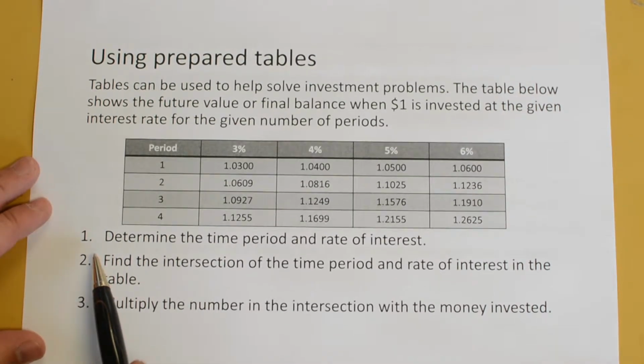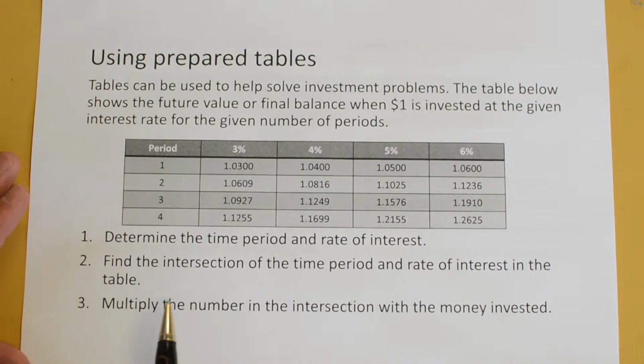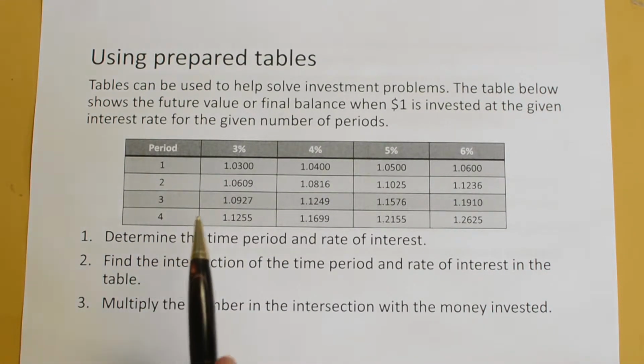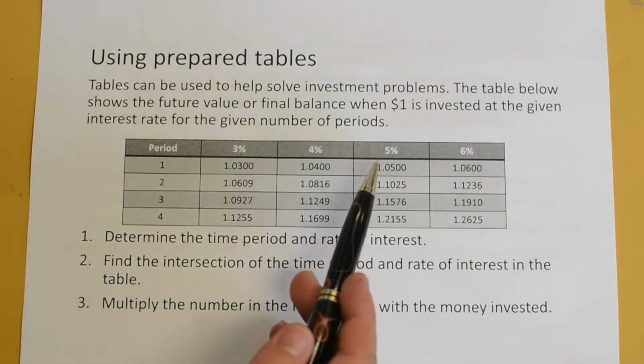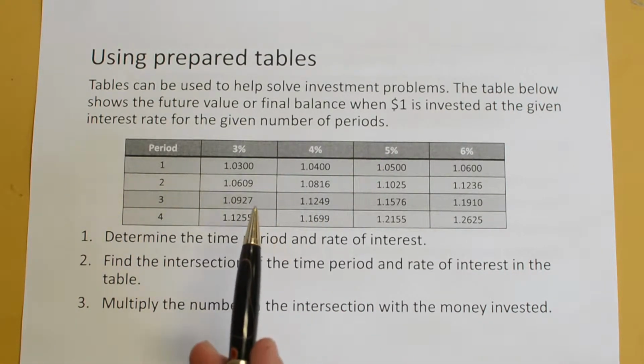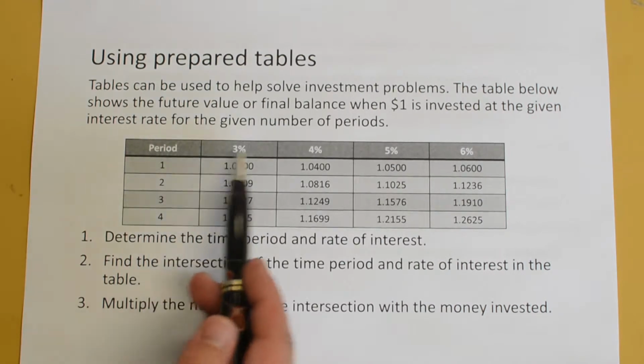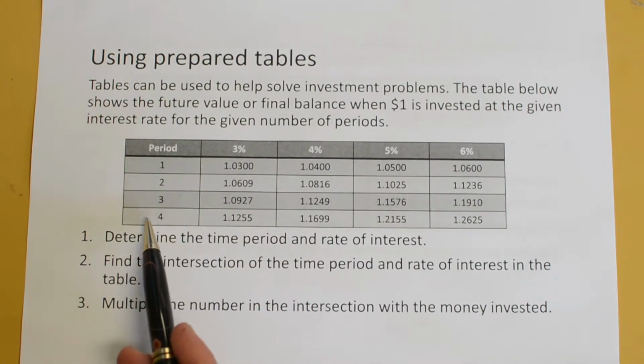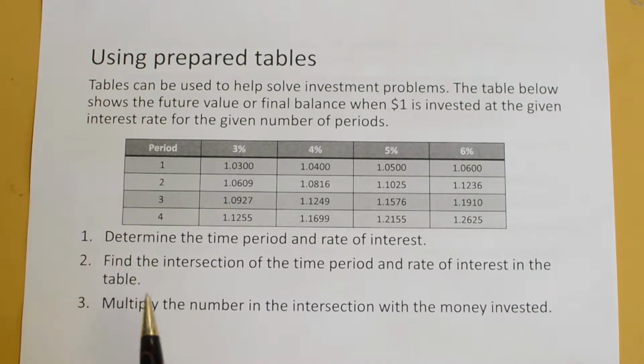So to use it, you need to determine the time period and rate of interest. Don't forget, if you have it for 6% and it's compounded monthly, you're going to have to divide by 12 to get this rate, and you're going to have to multiply your number of years by 12 to get the number of months. Small things like that are where you're most likely going to make a mistake.